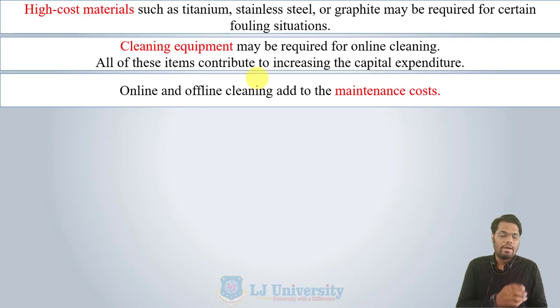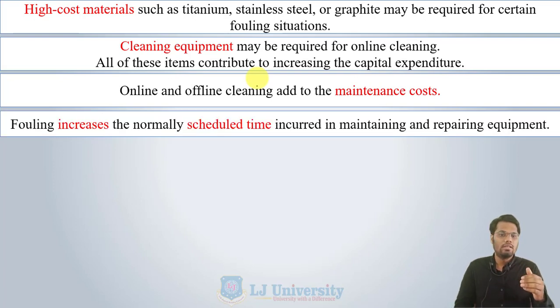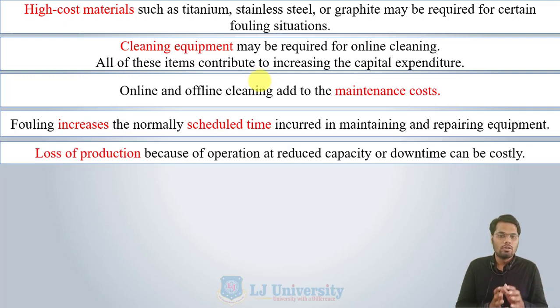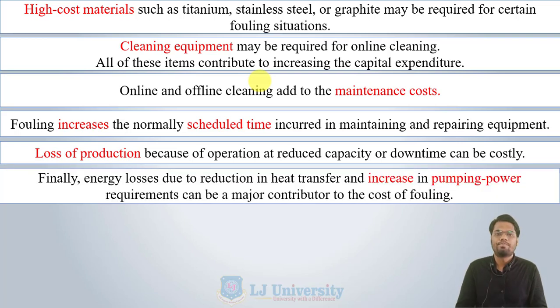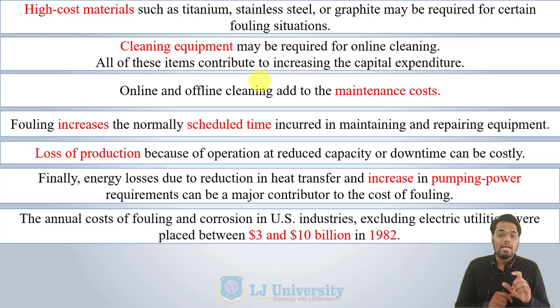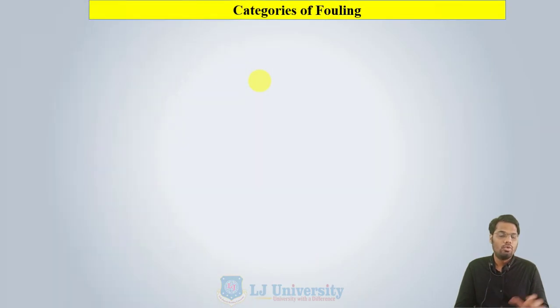Online and offline cleaning add to maintenance cost. Fouling increases the normal scheduled time incurred in maintaining and repairing equipment. There is loss of production because operation at reduced capacity or downtime can be costly. Finally, energy losses due to the reduction in heat transfer and increase in pumping power requirements can be a major contributor to the cost of the fouling. The annual cost of fouling and corrosion in US industries, excluding electric utilities, was placed between 3 to 10 billion in 1982. So this is a huge effect of fouling on the cost.